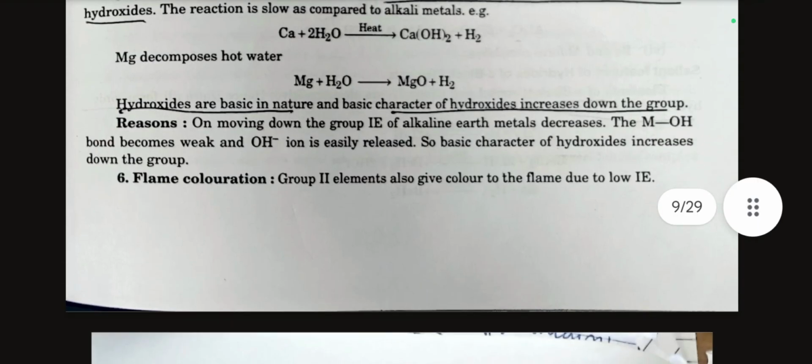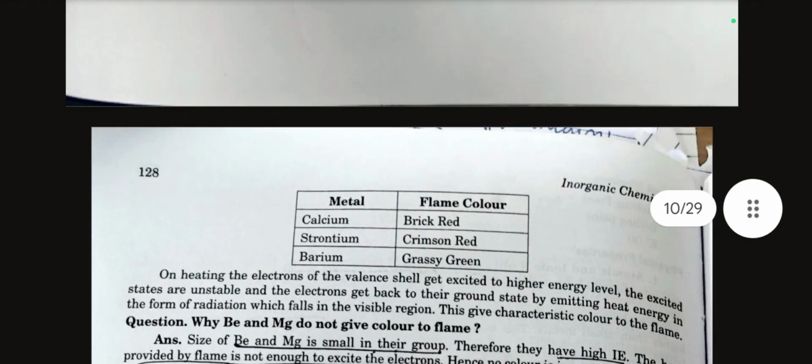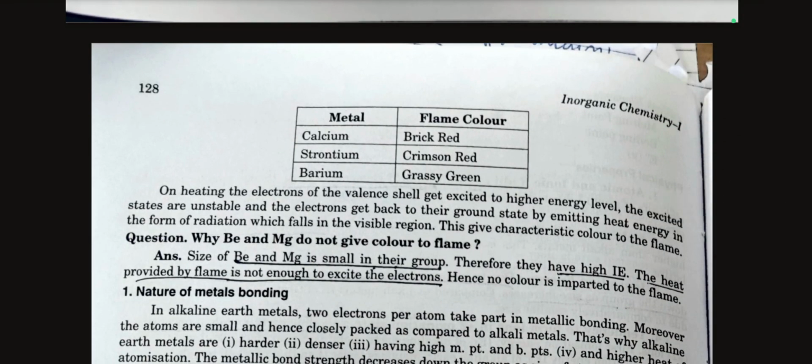Flame coloration. Group 2 elements also give color to the flame due to low ionization energy. On heating, the electron of the valence shell gets excited to a higher energy level. The excited states are unstable and the electrons get back to their ground state by emitting energy in the form of radiation which falls in the visible region. This gives a characteristic color to the flame.